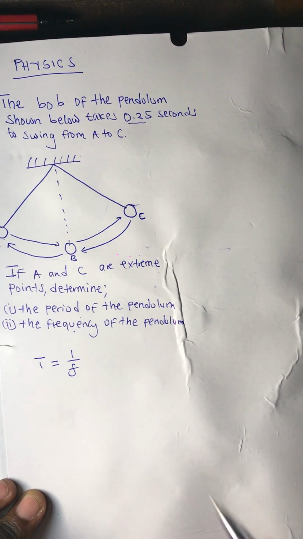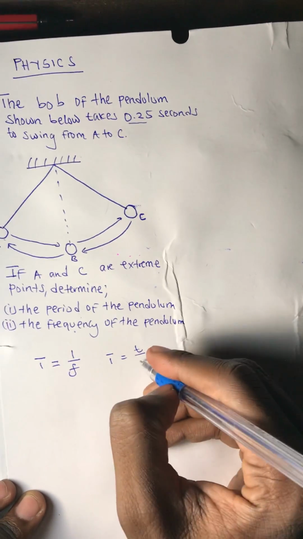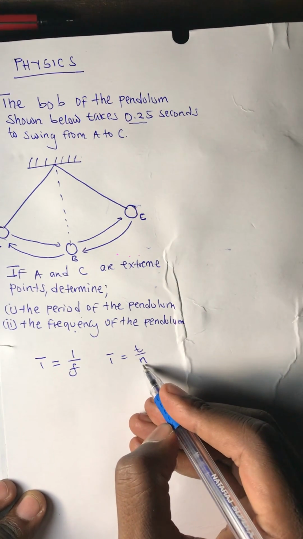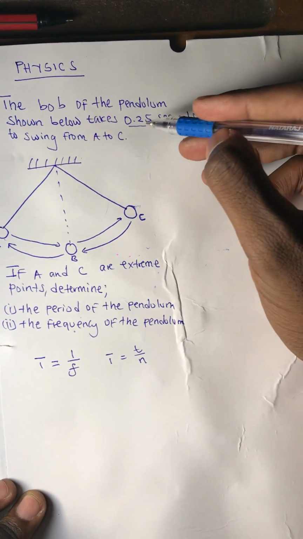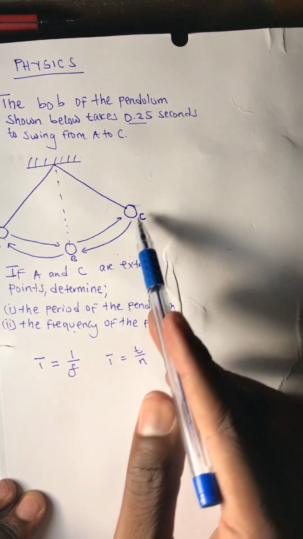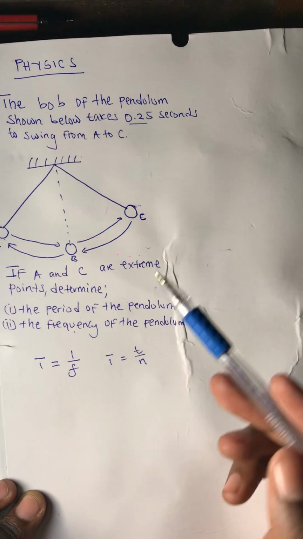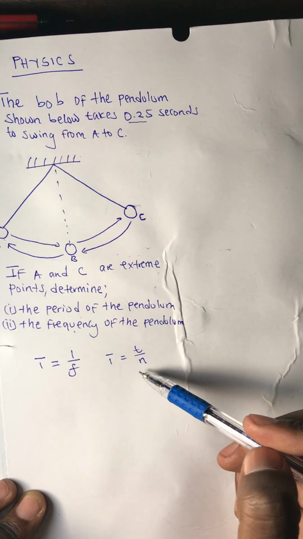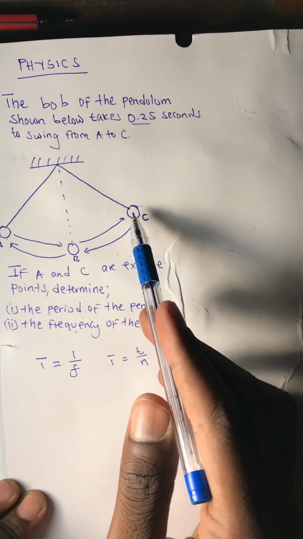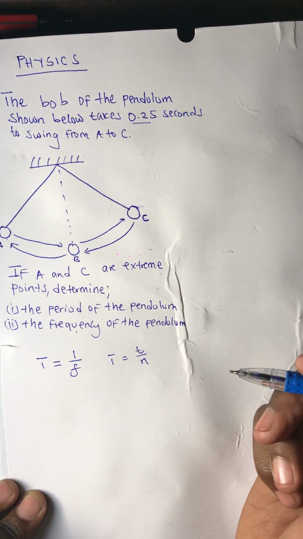There's this other formula that I gave you where you say that period equals the time over the number of oscillations. So the time given here is 0.25. The time it takes for the bob to swing from A to C is 0.25. So we have the time. How about the number of oscillations? I told you to say from this point A all the way up to the point C, we have got 1 over 2 or 0.5 oscillations.